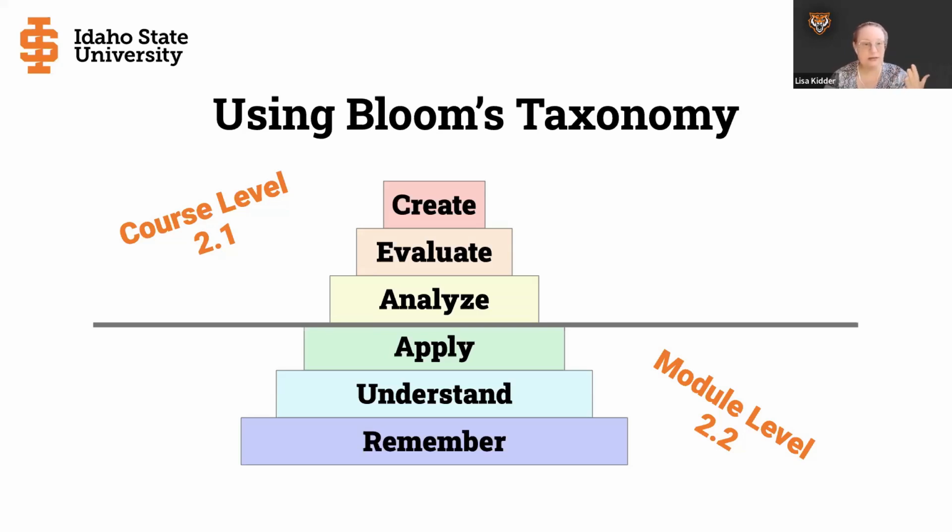If they're up there, then you're more likely to have module level objectives, and that's standard 2.2, in the lower levels. So that means there are smaller, discrete pieces that scaffold the students up to be able to perform and demonstrate mastery at those higher levels.